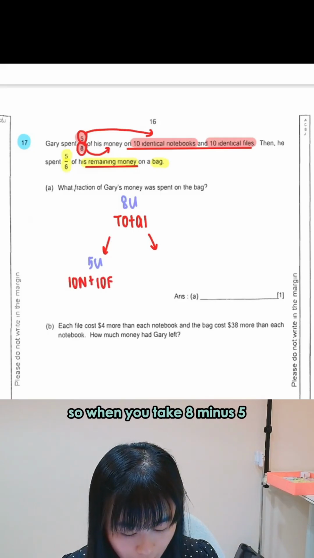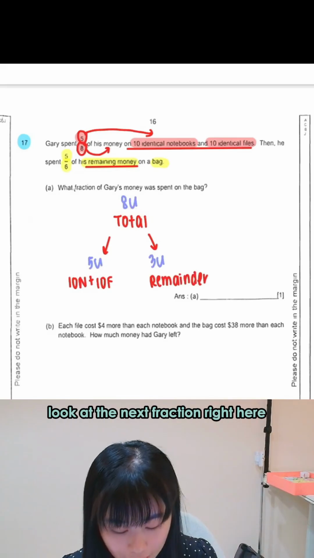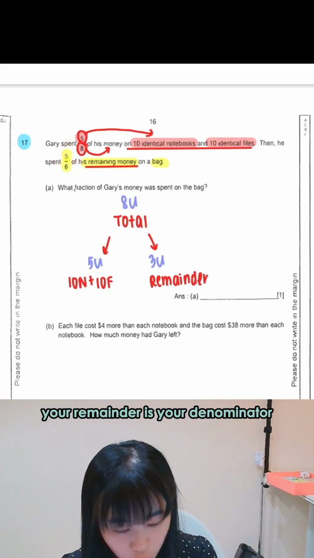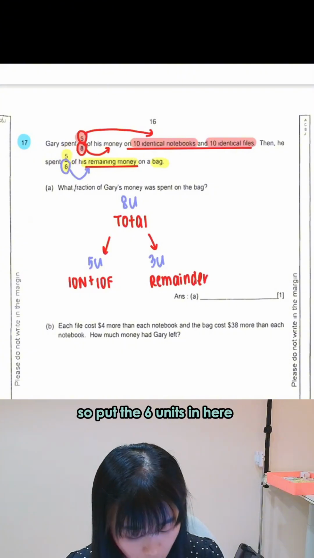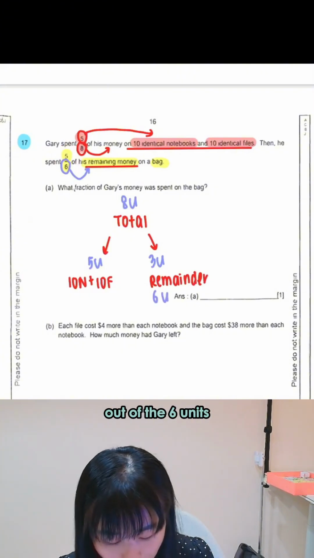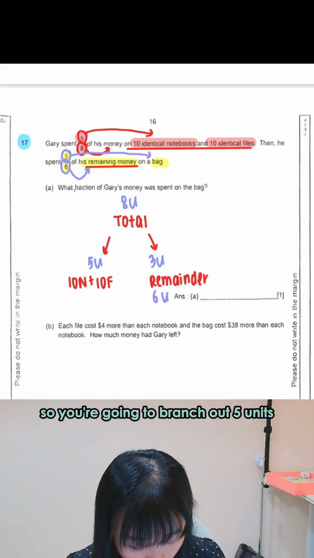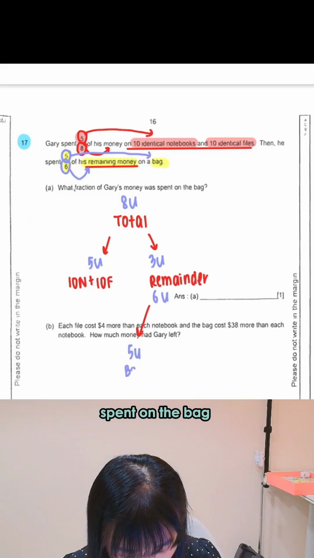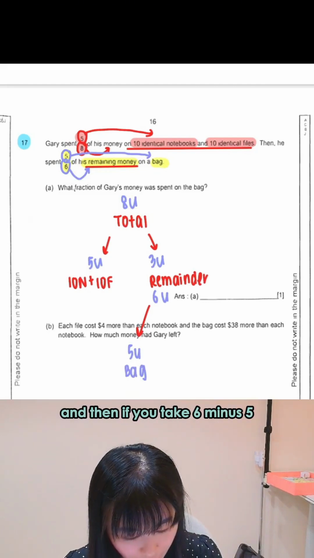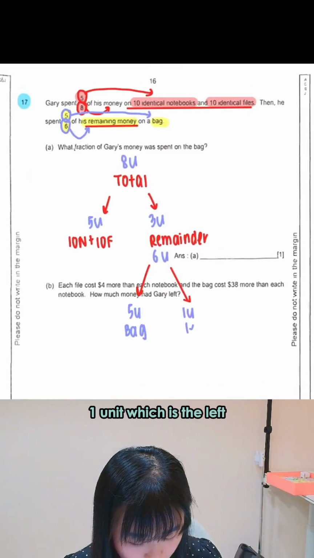So when you take 8 minus 5, your remainder here should be 3 units. Once you're done with this part, look at the next fraction right here. Your remainder is your denominator, 6 units here. So put the 6 units in here. Out of the 6 units, 5 units are spent on the bag. So you're going to branch out 5 units spent on the bag. And then if you take 6 minus 5, you're going to get 1 unit, which is the left.